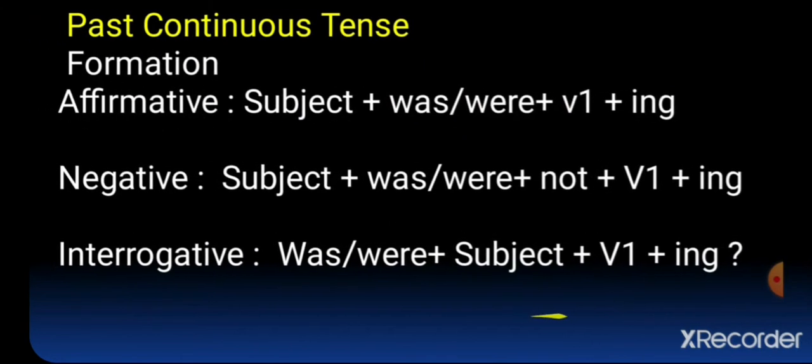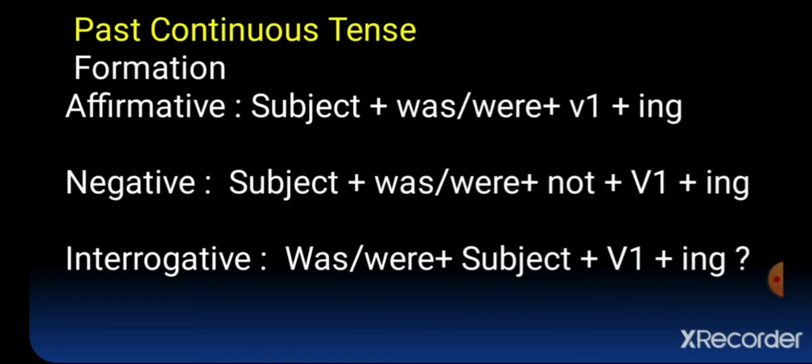Now students, let's move on to the past continuous tense. First of all, let's see the formation. We can write subject, then helping verb was, were, then the first form of the verb and ing. Here students, in an affirmative sentence use was and were according to the subject. बेटा अगर आपका subject singular है then use was, and if it's plural then use were. And after that, the first form of the verb means V1 plus ing.